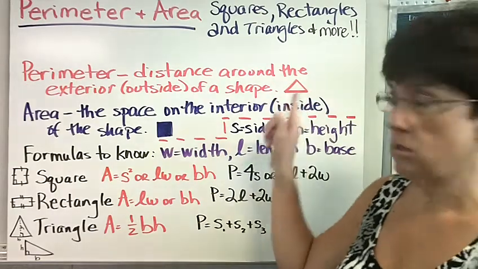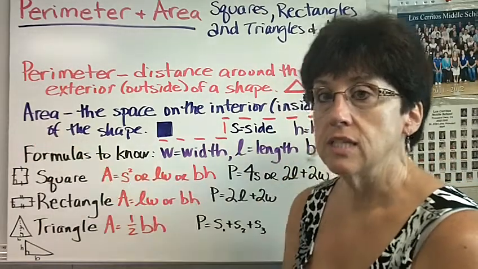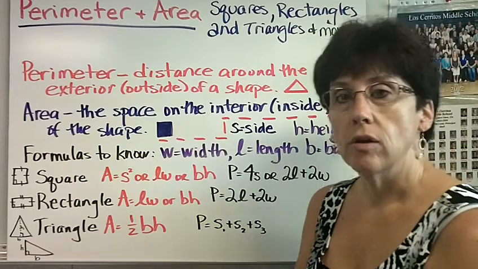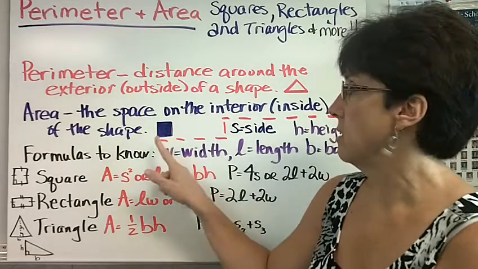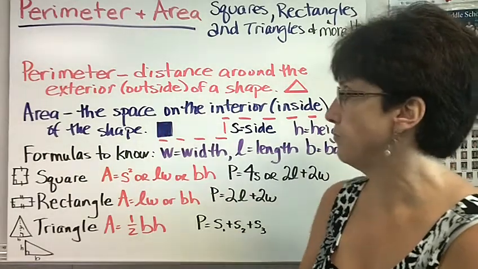So that's showing you the outside. Area is the space on the interior, the inside of the shape. So it'll be all colored in.